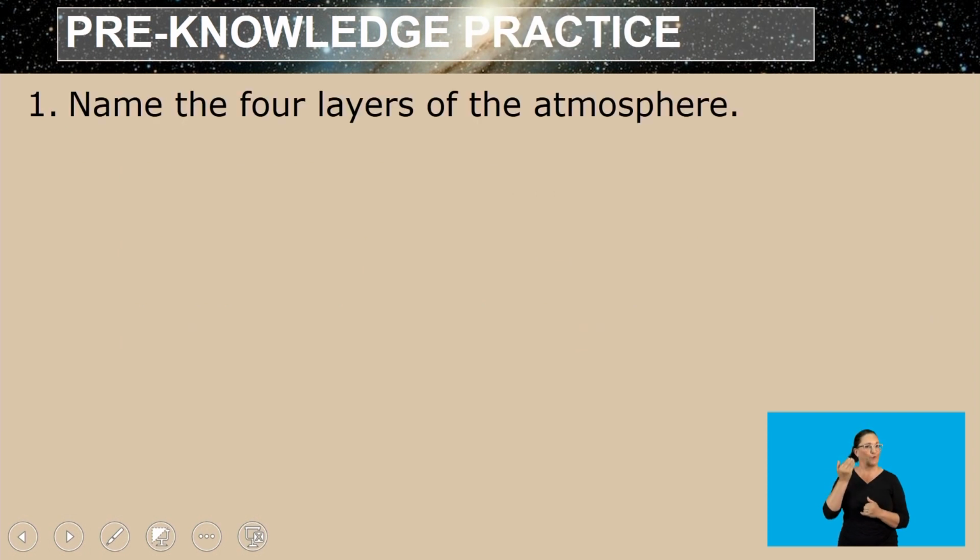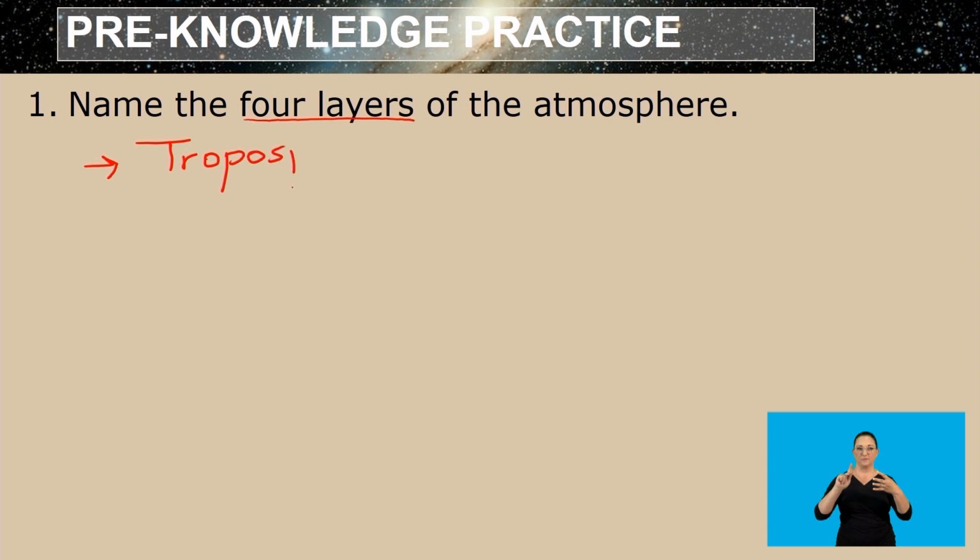Now, let us test your prior knowledge. Now, let's look at question 1 of our prior knowledge, which says, name the 4 layers of the atmosphere, okay? Remember, the 4 layers of the atmosphere, the first layer, just on top of the surface of the Earth, is called the troposphere. That is our first layer.